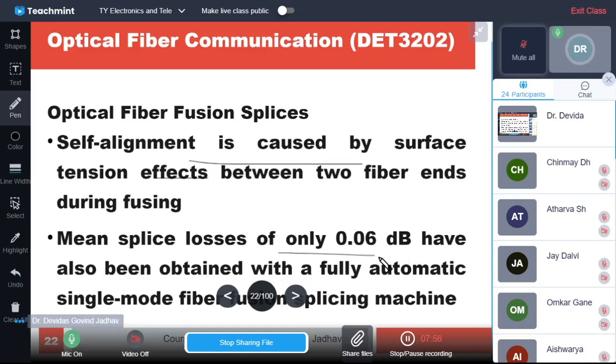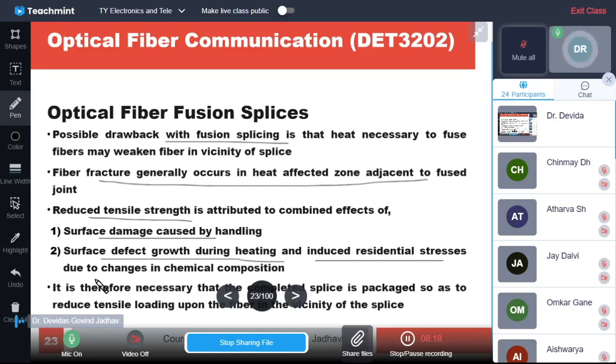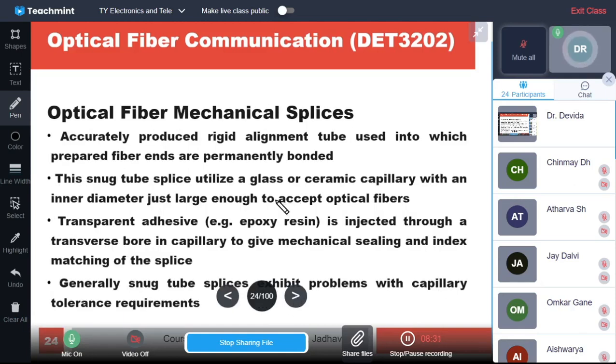So a mean loss of only 0.06 dB has been obtained with a fully automatic splicing machine. The drawbacks of the splicer are that the fracture generally affects the adjacent fused joint and reduces the tensile strength, there is surface damage in handling, surface defect growth in the heated area, and residual stresses are induced due to changes in chemical composition. Therefore, due to these drawbacks, the splice requires packaging to reduce the tensile loading on the fusion spliced joint. So in mechanical splicing, rigid alignment tubes are used.